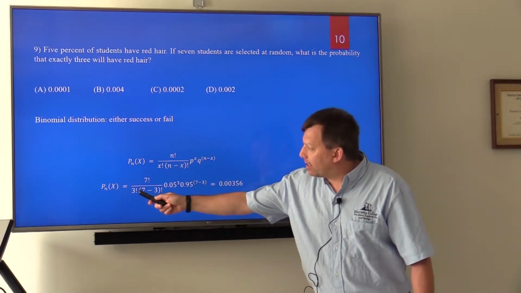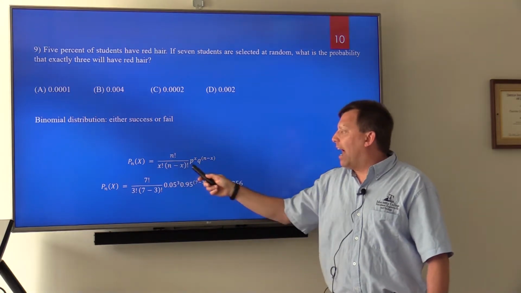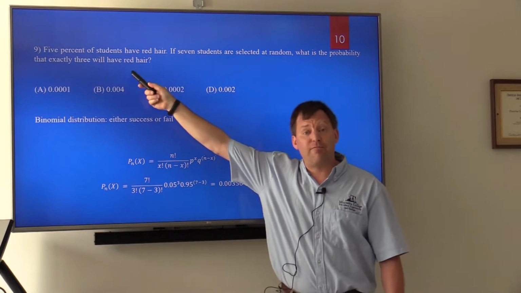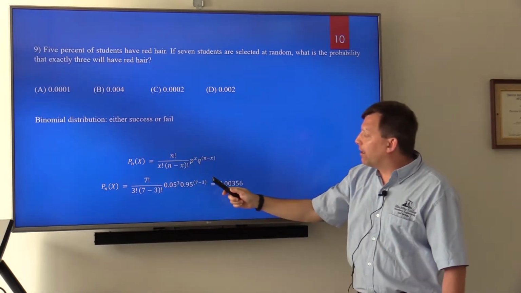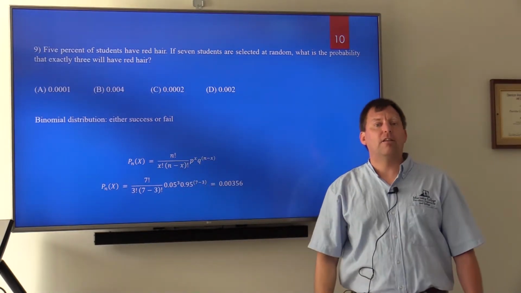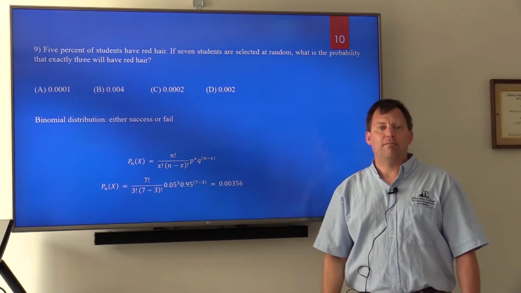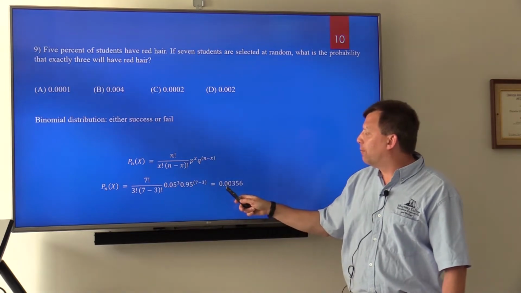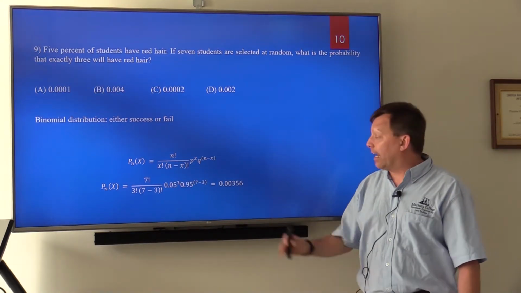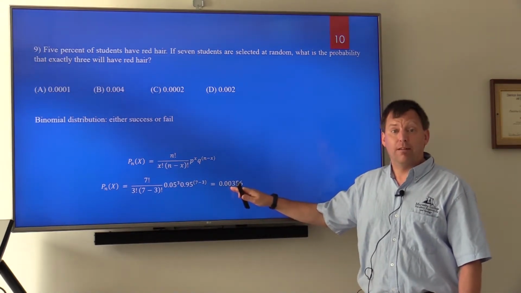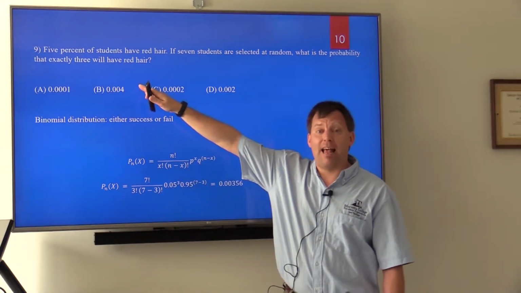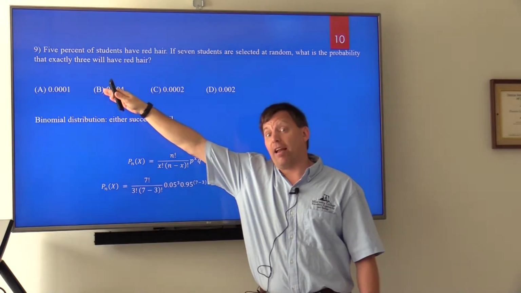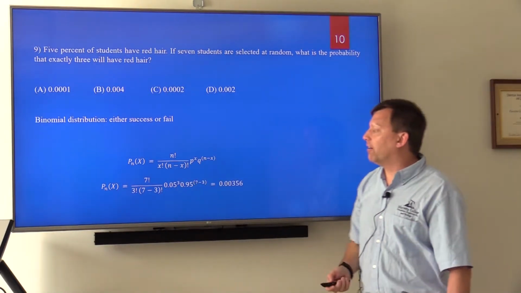So in this particular case, once we know what all these values are, the probability of success was given as 5%. The probability of failure is 95%, 1 minus the probability of success. And when you do that, the probability is 0.00356. Again, that's a very low number. Given only 5% have red hair, we're picking 7 students and we want 3 to have red hair. That's a very low number.